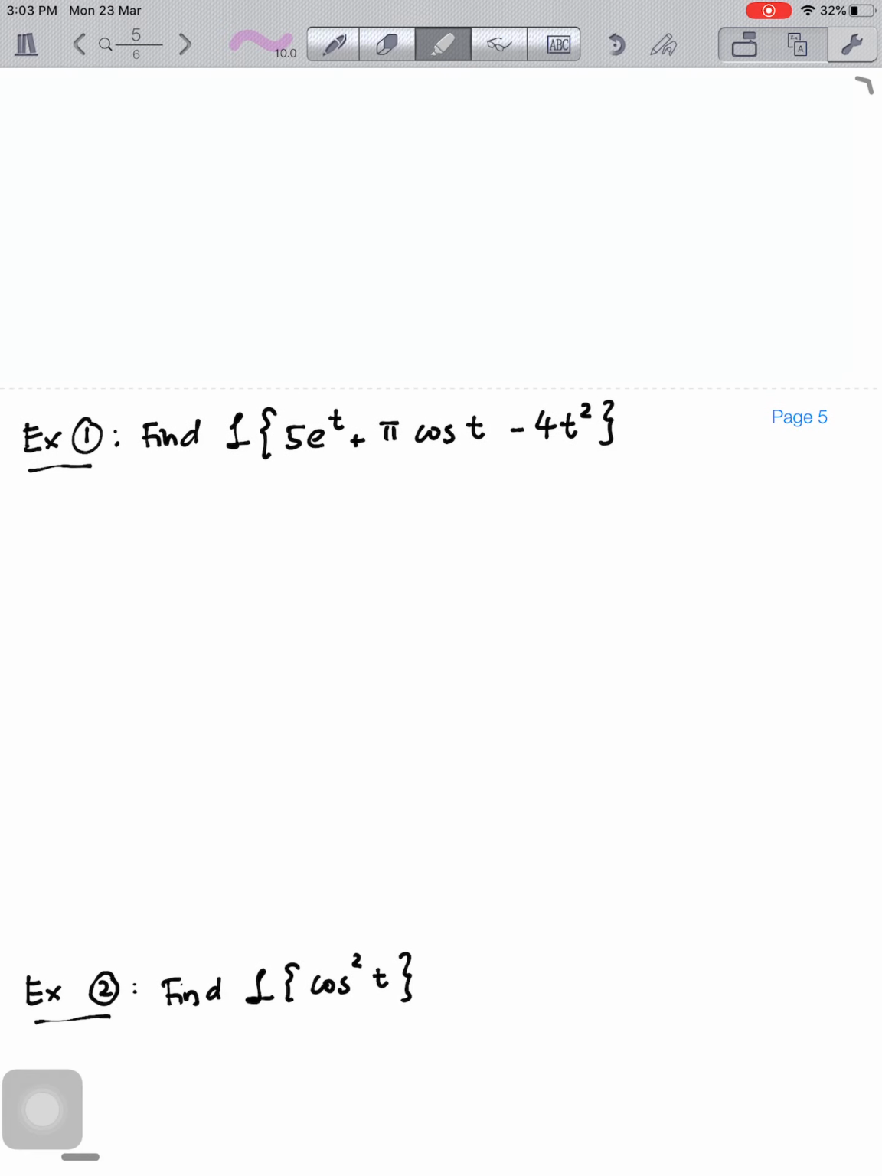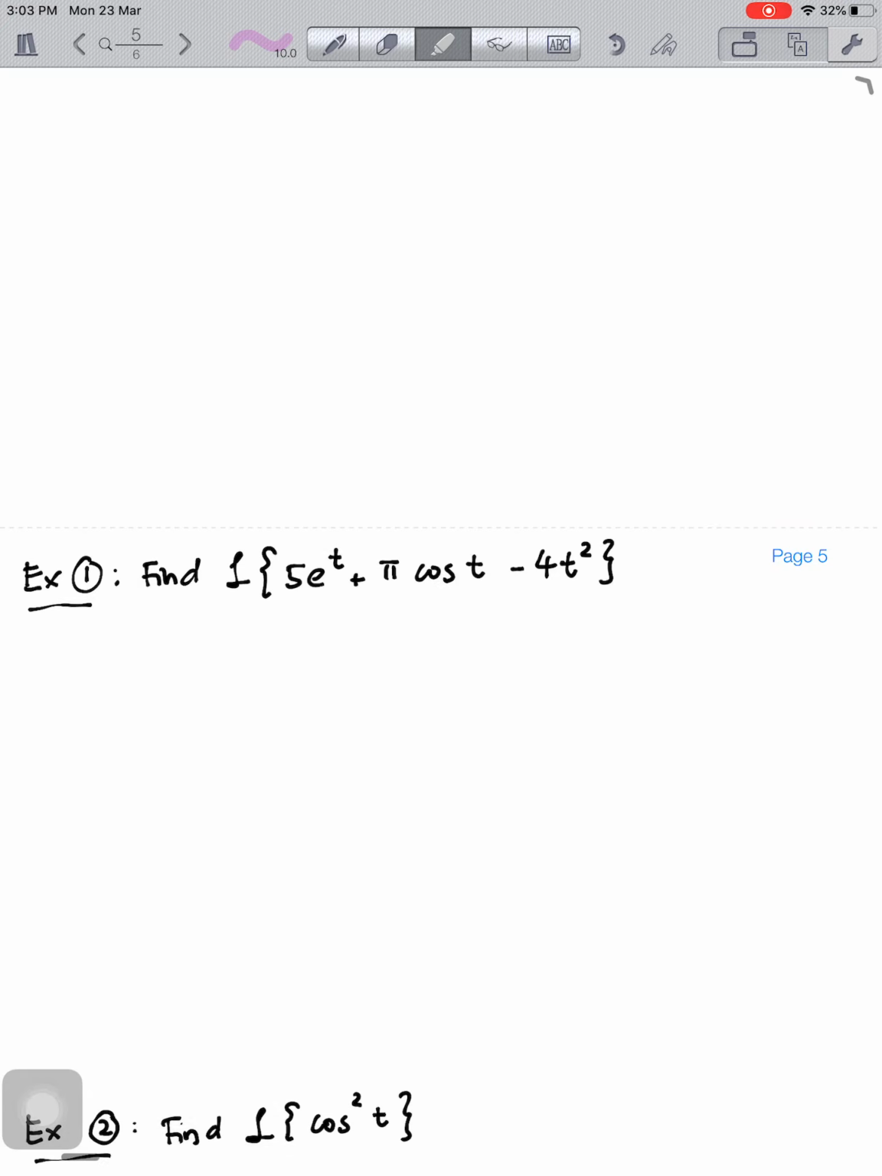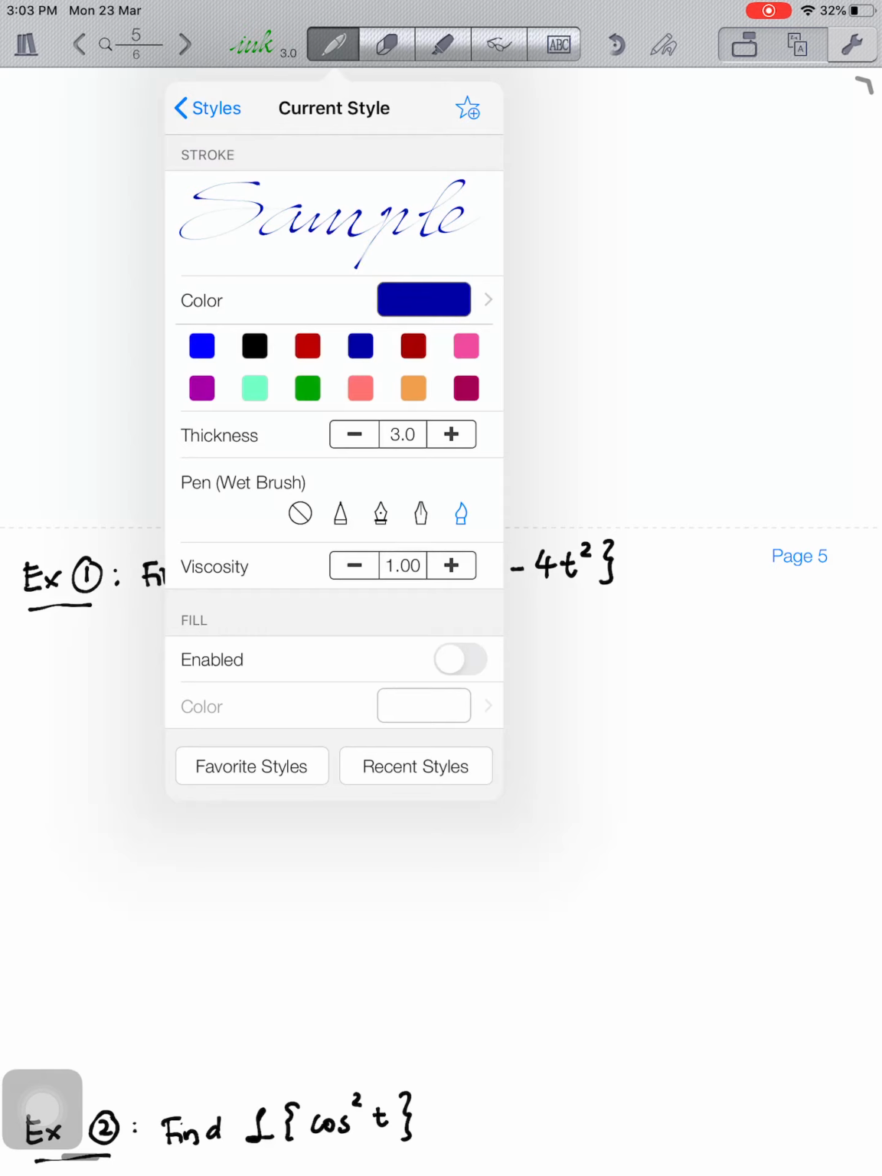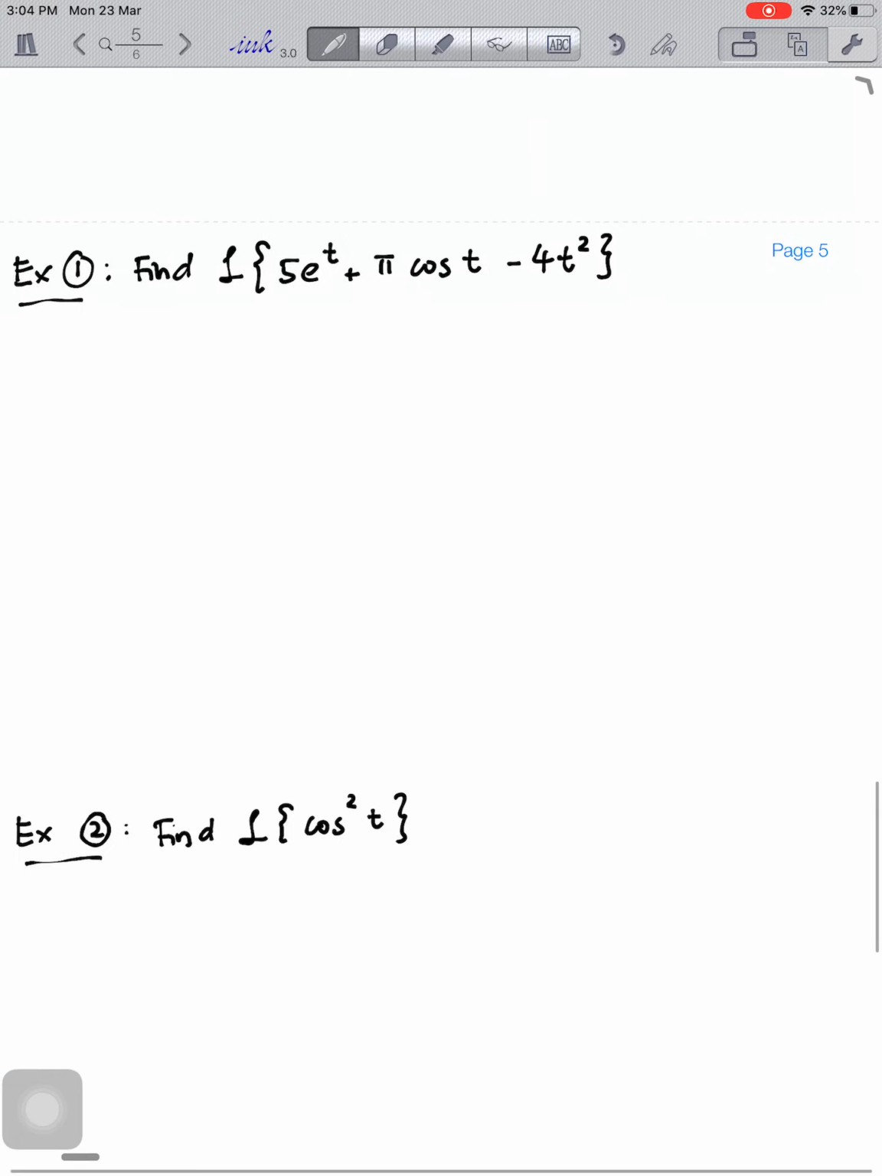When you come across something like this, here I have three functions being combined together by plus or minus. Now let's start solving the first example. I'm going to find the Laplace of this combination of functions: 5 exponential t plus pi cos of t minus 4t squared. First of all, let's separate them individually.